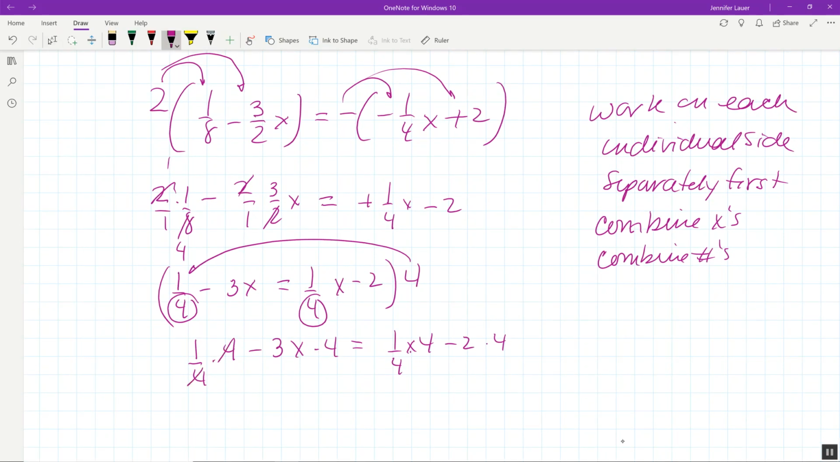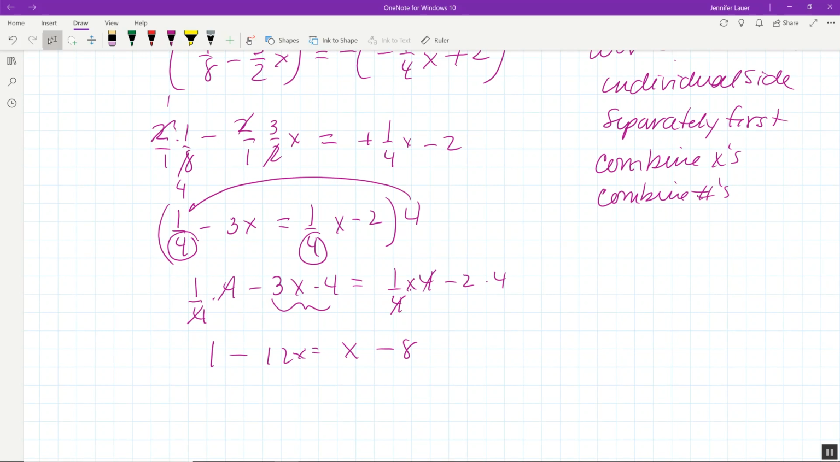So this cancels out to be just 1. This becomes 12x. This cancels out to just be x. And this is 8. So it's so much easier to deal with now. Now, some people keep the fractions. Feel free, if that makes you happy, go ahead. I just try to look for the most efficient way.